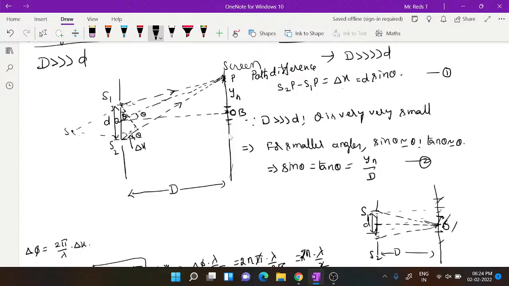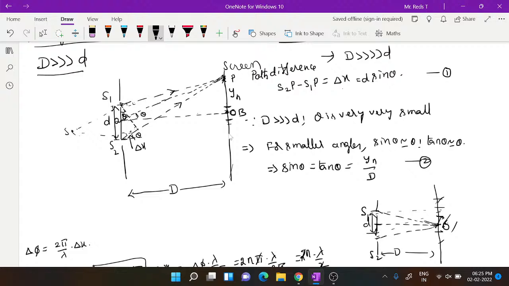By symmetry, if you draw a line from the midpoint to this point, consider that it makes an angle theta with the horizontal. According to this condition, capital D is much greater than small d. All these lines, the lines S1P, S2P, and even if you consider this is OP, this is Q, and QP, will all be almost parallel. So that means all make the same angle with the horizontal lines.